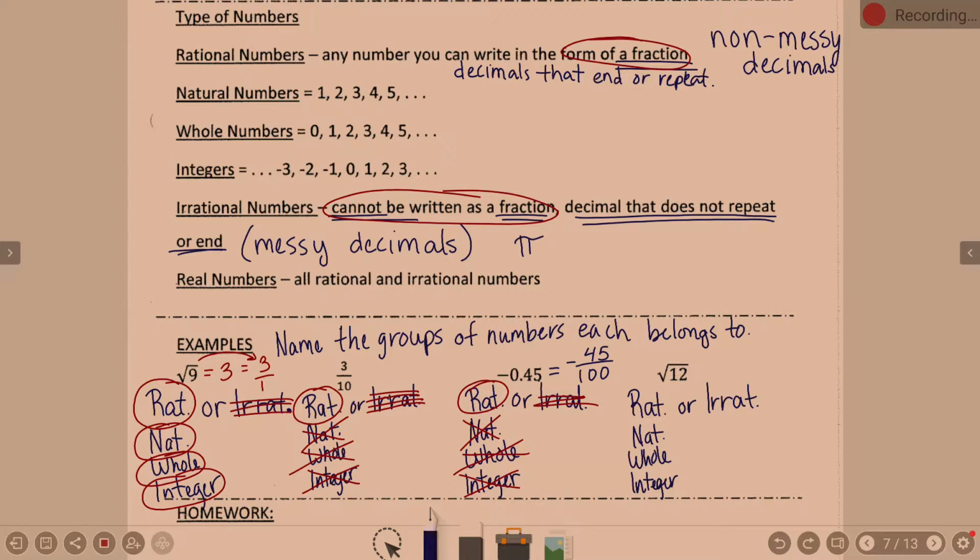Okay. So, we talked about yesterday how to do a square root on the calculator. And in this case, like earlier, square root of 9, we knew that was 3, because we could figure out 3 times 3 is 9. Now, square root of 12. That's one you probably need to put in the calculator.